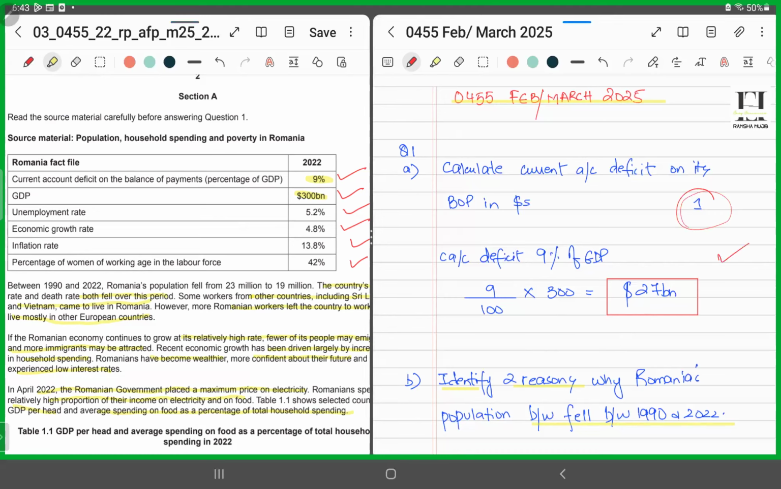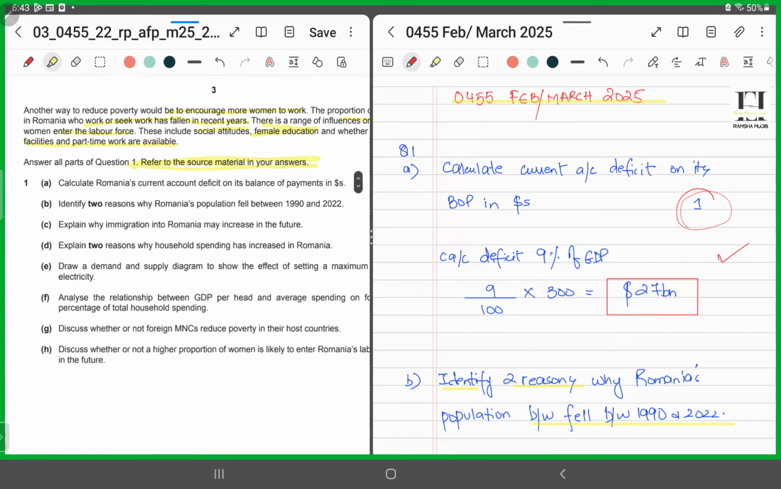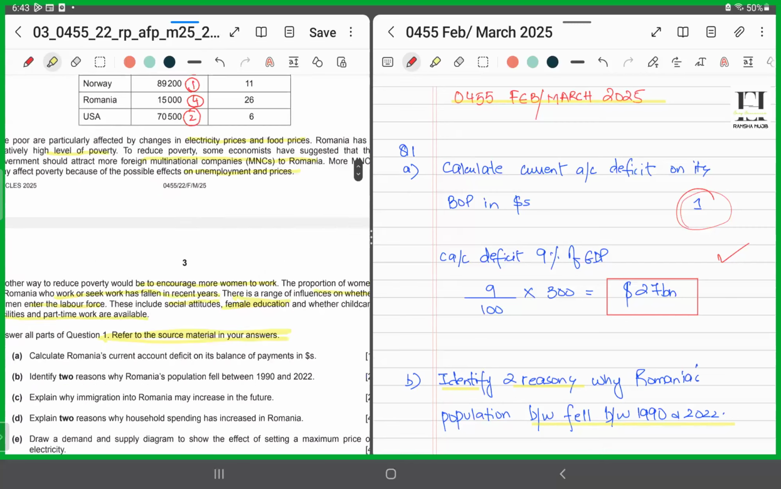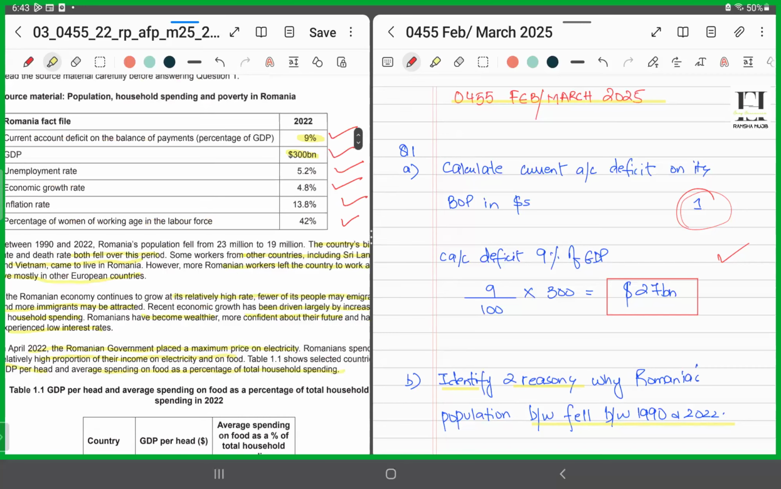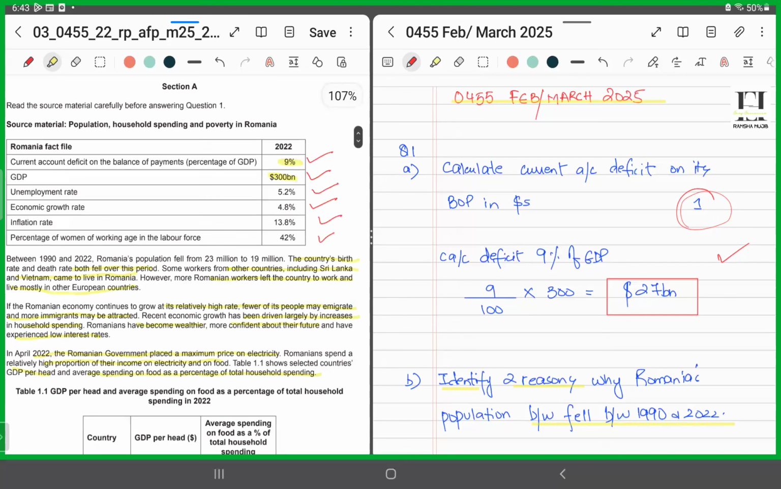I hope this is clear. Part B asks us to identify two reasons why Romania's population fell between 1990 and 2022. If you could recall, we had identified that there was a fall in the birth rate and the death rate, and the people who left the country to work were more than those who came in.